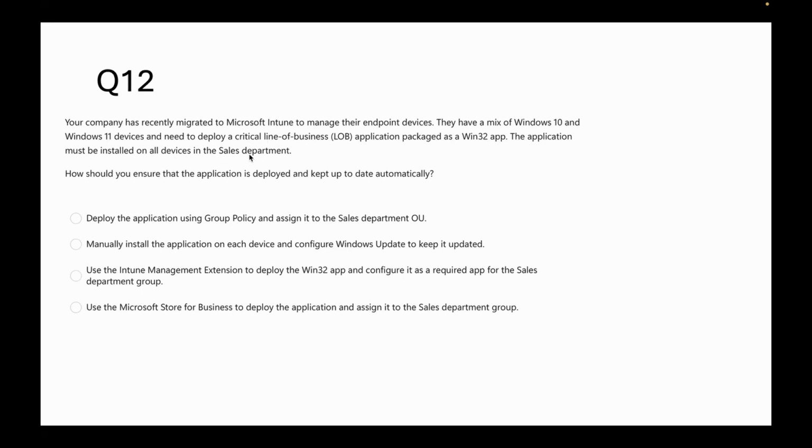We have multiple ways to do this, and the answer can be many, right? Here the answer can be like create one line of business application and then assign it to the sales department. But we need to pick the right answer from the given options, and these options are what? The first option says deploy the application using group policy and assign it to the sales department OU. So definitely it is about Intune, so we are not going to consider this answer because it is about group policy. The second one is manually install the application on each device and configure Windows Update to keep it updated. Again, we are not going to do it manually because it's part of Intune.